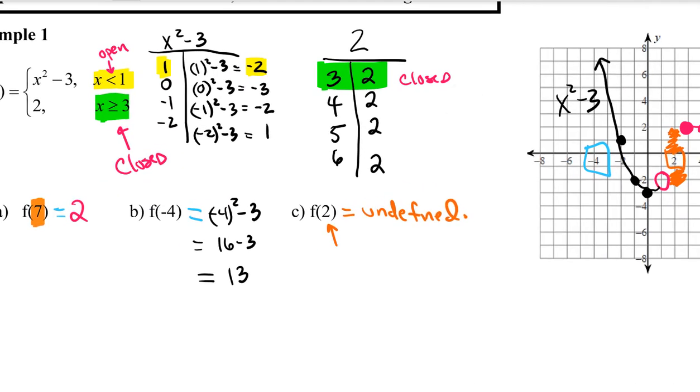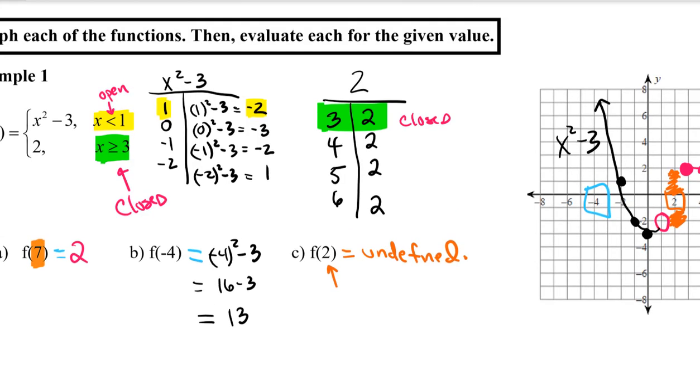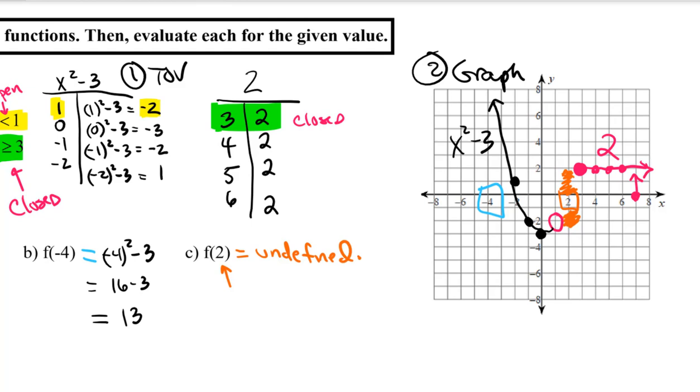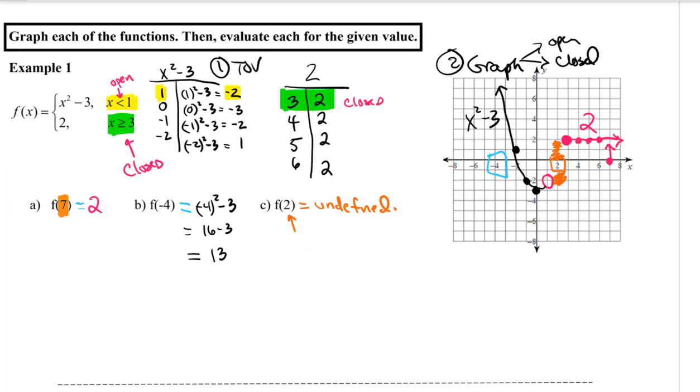So that's all you have to do. There's basically 3 steps, right? The very first step is a table of values. You want to do that and evaluate it for each piece. The second step is, once you have your table of values, you go ahead and graph each piece. When we do the graphing, be careful and aware of whether you use open or closed dots. Make sure you use the appropriate dot when you go to graph. The third thing is, after you graph it, if you have to do any evaluating, make sure you plug it into the right piece. And that's it for example number 1.